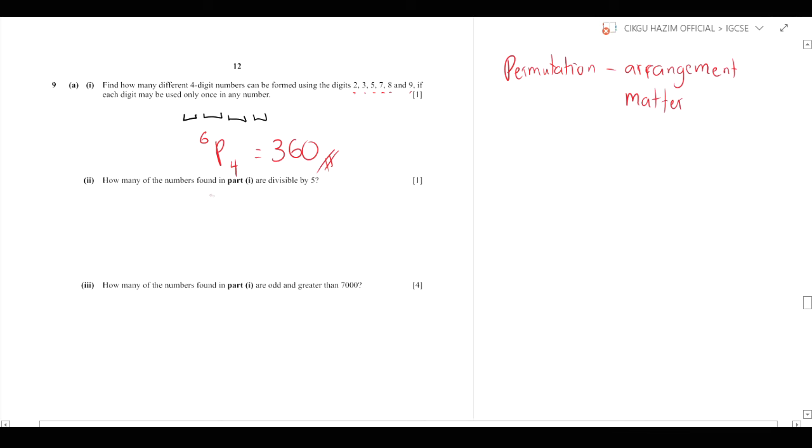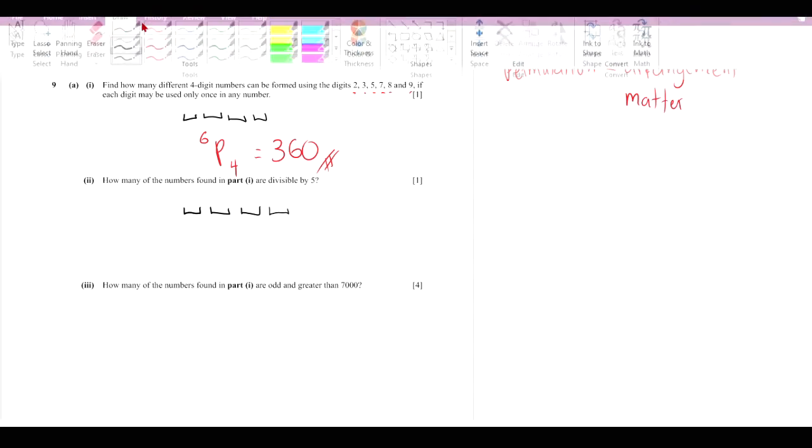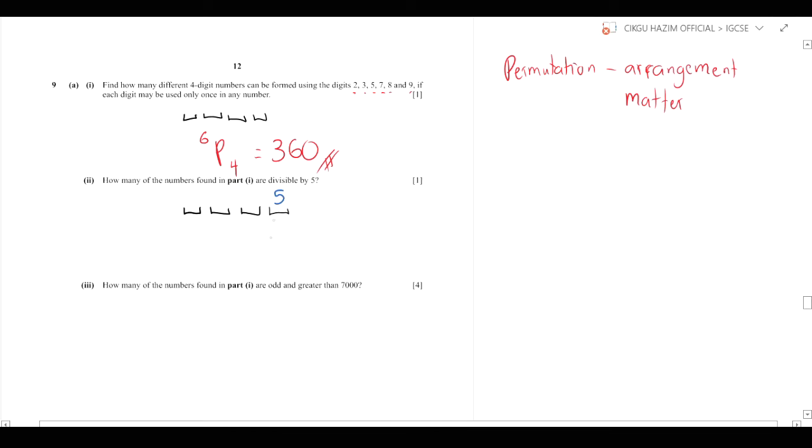How many of the numbers found in part 1 are divisible by 5? What does it mean by divisible by 5? When it is divisible by 5, the last number must be a number that is divisible by 5. So in this number here, we have 1, 2, 3, 4 seats. The last number can be either 2, 3, 5, 7, 8, or 9. Which one can be divided by 5? The only one is 5, so you put 5 here.